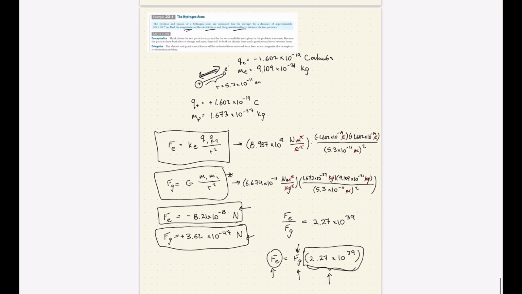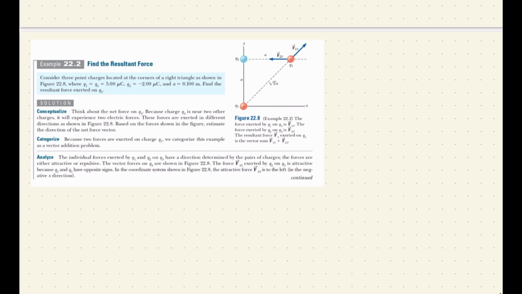Anywho, that is this problem here. We solved it in like one page. Looks pretty good. I hope you guys learned something cool from it. Let's move on to this second problem, which deals with vectors.